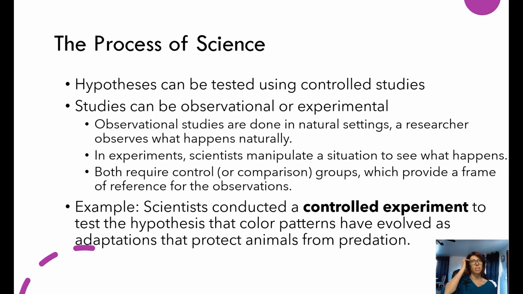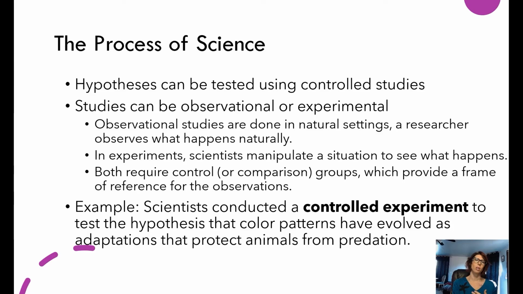All right, so hypotheses can be tested using controlled studies. Studies can be observational or experimental. An observational study is done in natural settings. A researcher observes what happens naturally, and the limitation on this is that, when you look at a natural system, there's lots of things going on at the same time, and it's difficult to separate influences, like, is this the cause of this, or was this other thing the cause of this? So it's difficult to really pinpoint which processes are affecting which other processes when there's so many processes happening at the same time in natural conditions.